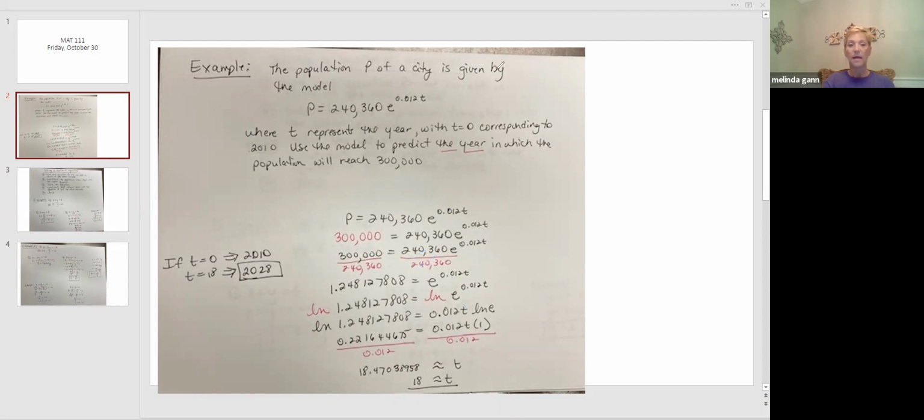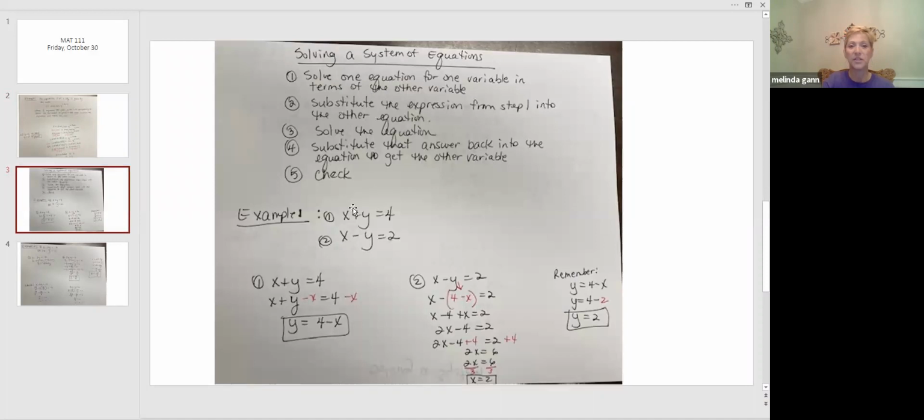All right, now let's go talk about systems of equations. Now, you know how to solve just one equation. A system of equations means that you have more than one.